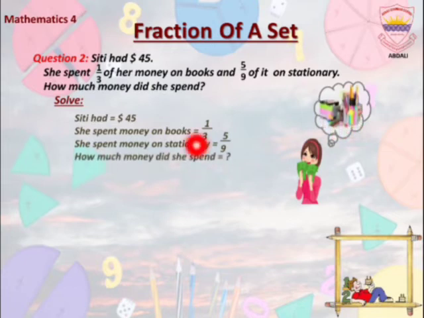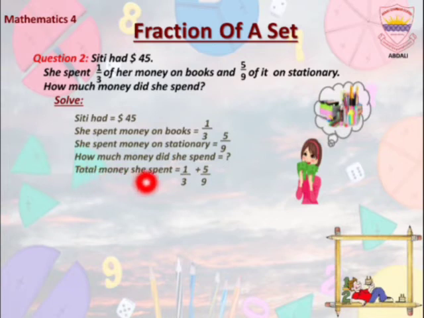Students, what we have to find out? We have to find out how much money did Sid spend on books and stationery. Firstly students, we find the total money she spent on books and stationery. How we find the total money? We add 1/3 and 5/9.